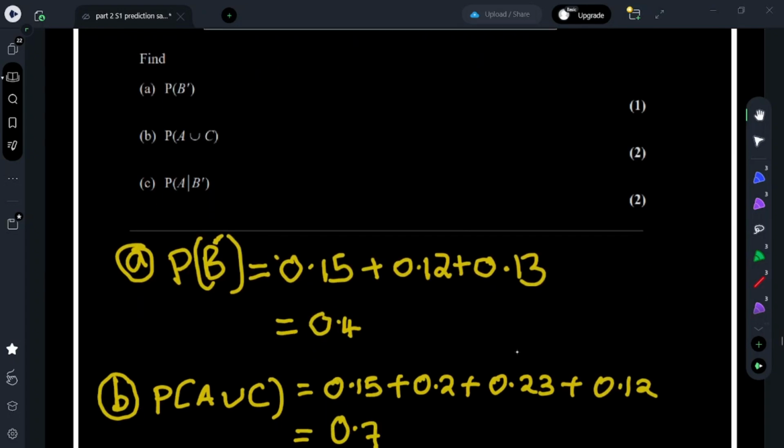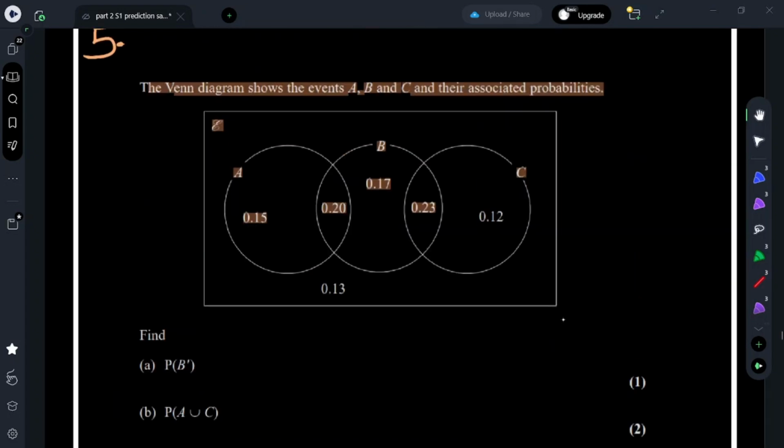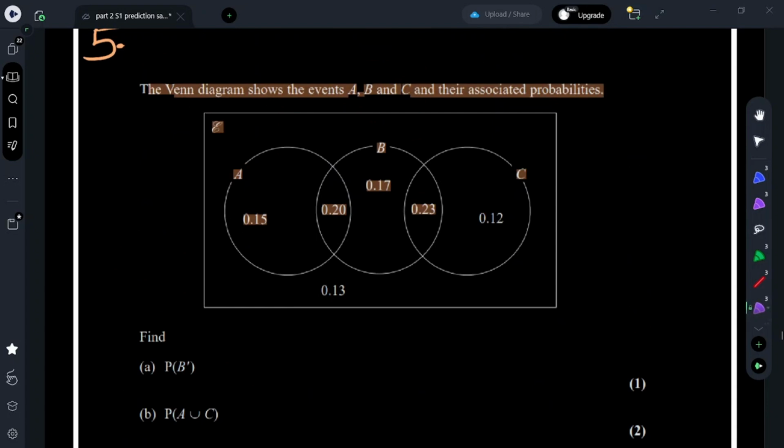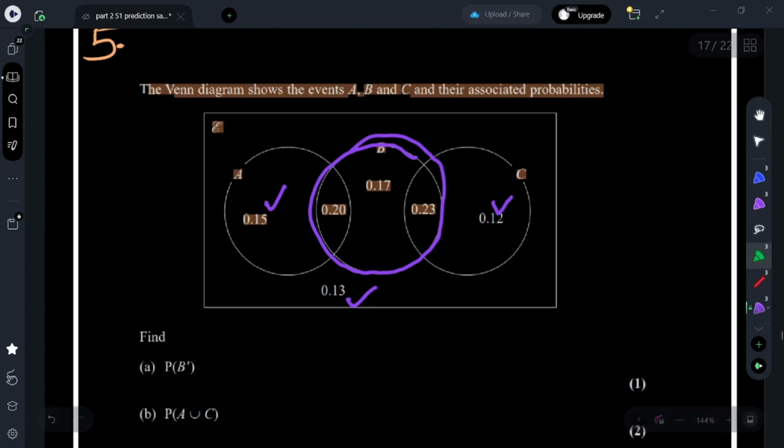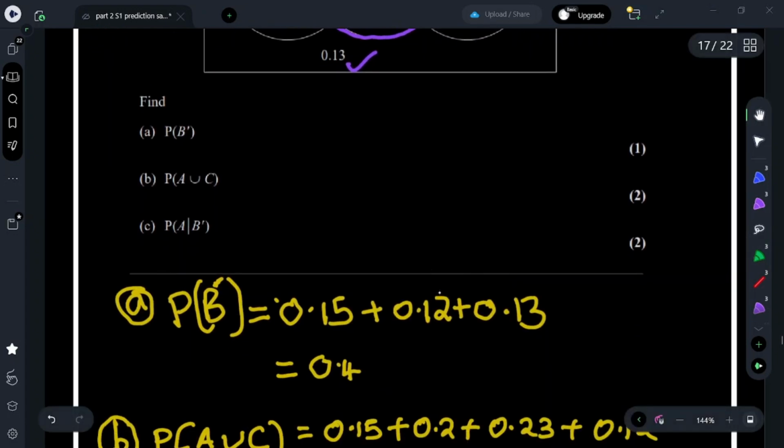So let's see. The probability for B complement is simply anything outside this circle for B. Let me show you. Anything outside this circle for B. That is that, and that. 0.15 plus 0.12 plus 0.13. If we can see, that is what we've done. Nice. So that is how that is supposed to be.